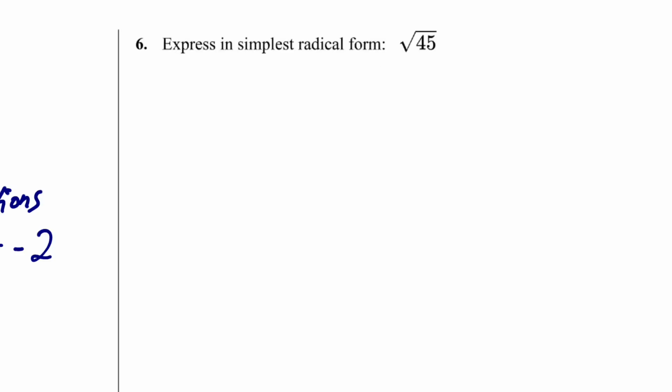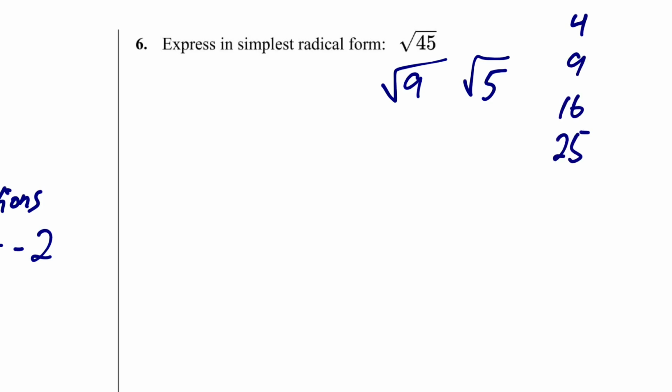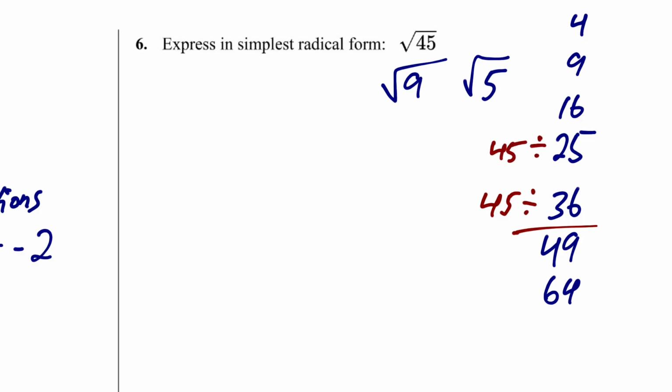Root 45 is not a perfect square, but you can turn this into this. So out of the list of perfect square factors, what you want to do is think about what's the largest one that is possible to go into 45. So we start here. And we do 45 divided by 36, decimal. 45 divided by 25. 45 divided by 16.